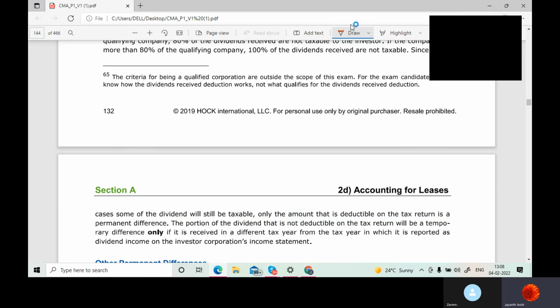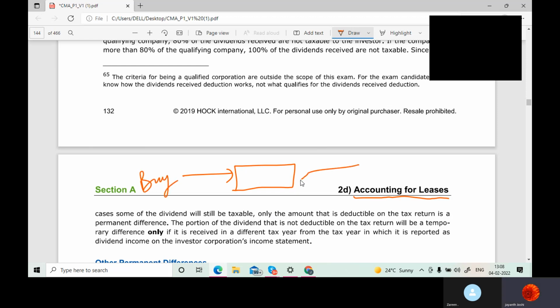So today's topic is accounting for leases. Okay. So if you want to start a business, you require a premise. This premise, or this building, or this property, you can either buy or you can lease it. Okay.